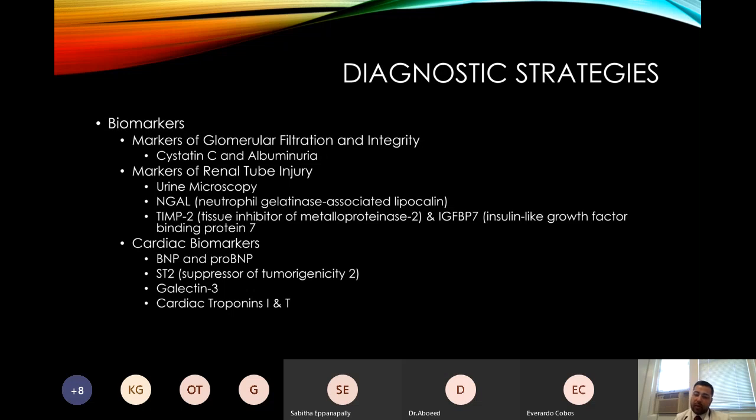Urine microscopy can also help distinguish intrinsic causes of AKI from functional changes in serum creatinine in the setting, especially of acute heart failure.